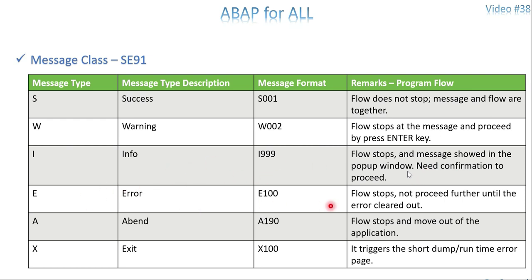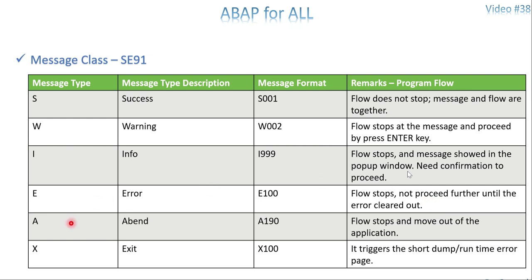And error, it's a hard stop. It stops the flow until the error is cleared, and only then will it proceed further. So if the material type is not valid, you cannot proceed further until you correct the material type to the exact material type which is available in the database table. Then you give the exact material type, and it will allow you to proceed to the next line in the programming code.